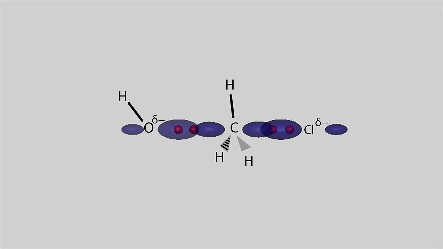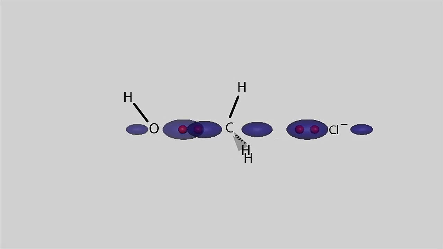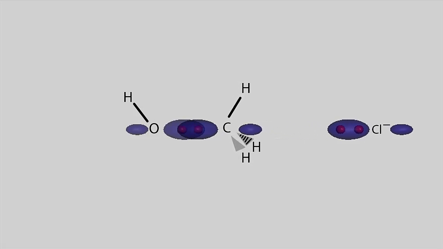As this overlap between oxygen and carbon maximizes, the overlap between carbon and chlorine diminishes, with the electron pair going to chloride. The sp3 orbital of carbon inverts in the process, causing inversion at carbon.